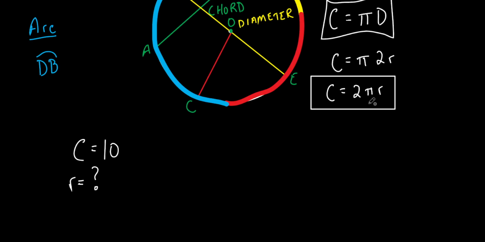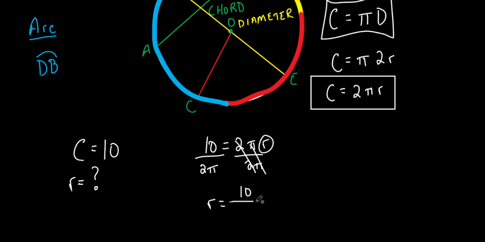Well, here's our formula, right? So what are you going to put in for the C? 10 equals what? 2 pi r. Now, you only have one variable now, don't you? So how do I get r by itself? I have to divide by 2 pi, correct? So you divide this by what? 2 pi. The 2's cancel, the pi's cancel, and that's what the radius is.